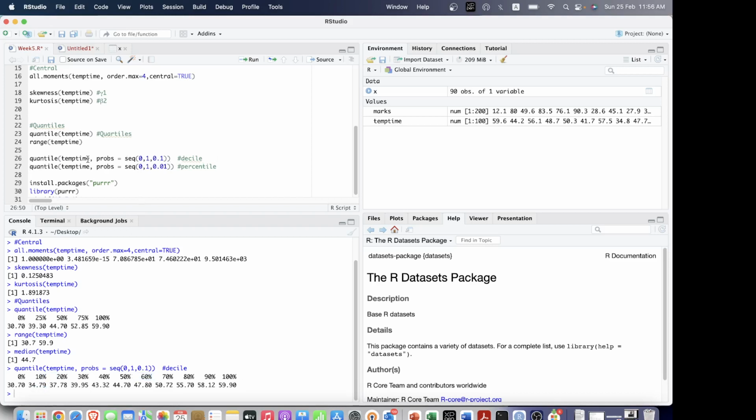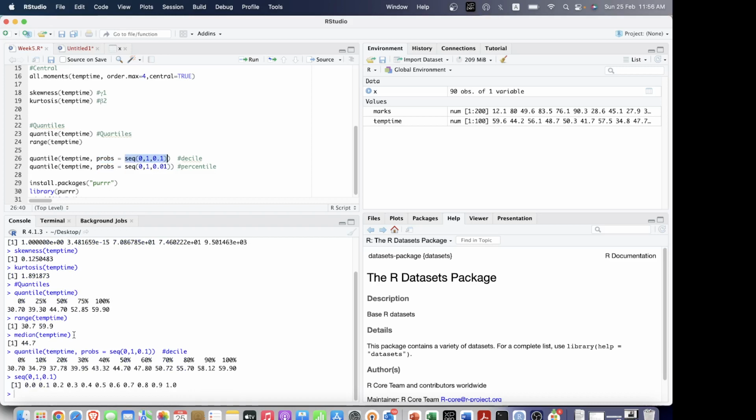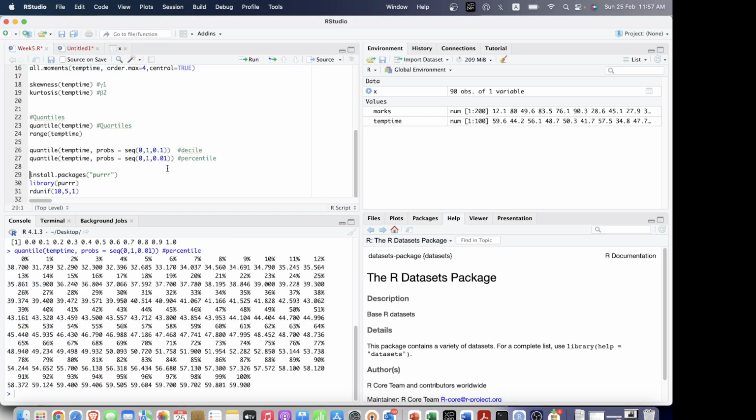In order to get deciles, all you have to do is specify probability. Probability is equal to seq(0, 1, 0.1). What does the sequence command do? It generates a sequence starting from 0, ending at 1, and the difference between each of the two consecutive numbers would be 0.1. If you specify this entire sequence to your probability, then it is going to give you the deciles. Similarly, instead of 0.1, if you just give 0.01, this is going to give you percentiles.